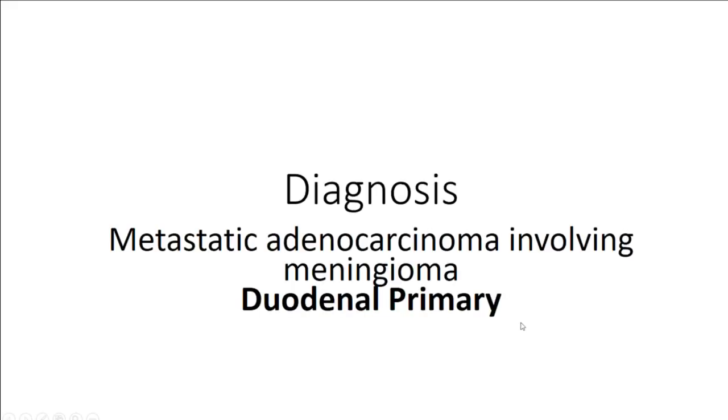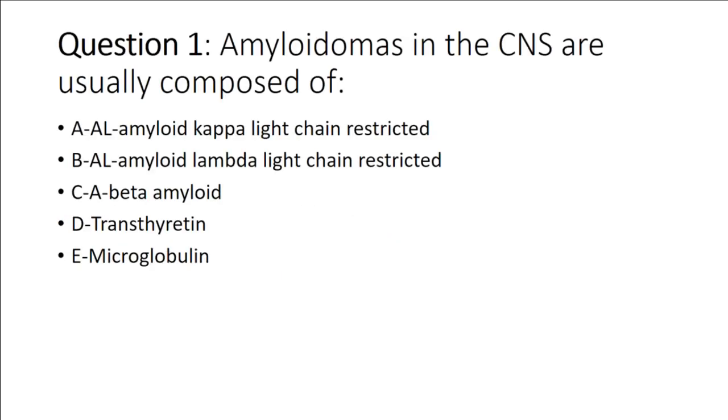So, metastatic adenocarcinoma involving meningioma, and it was a duodenal primary, the culprit. Okay, so I think this is all the cases that I have for the moment. Again, there's a lot to metastases and hematolymphoid neoplasms.